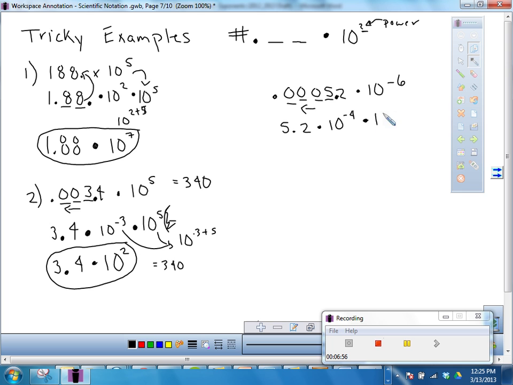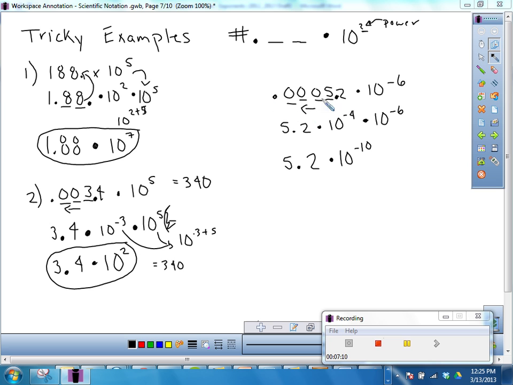I need to also bring down my 10 to the negative sixth. I need to simplify, so 10 to the negative fourth times 10 to the negative sixth, that's going to give us 10 to the negative 10th. And our last step, the step we just added, is let's make sure we get the same number. So let's do 0.00052 times 10 to the negative sixth.